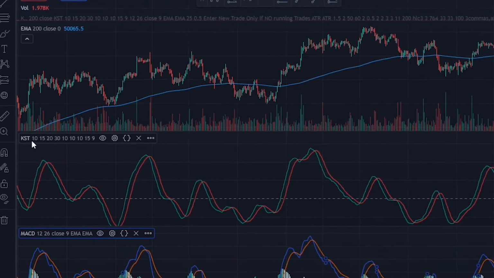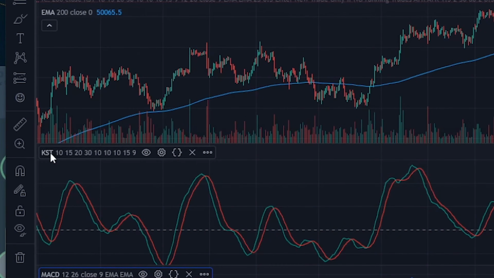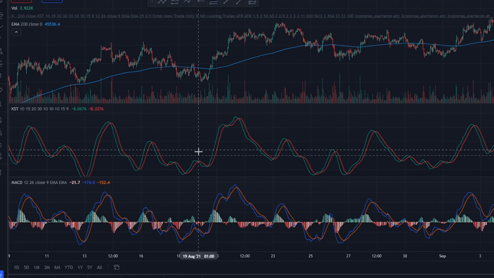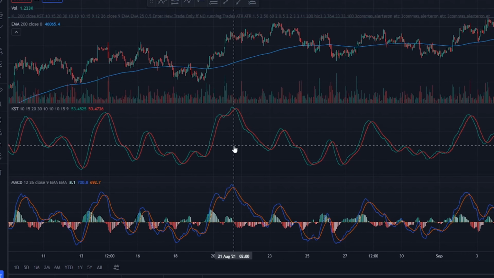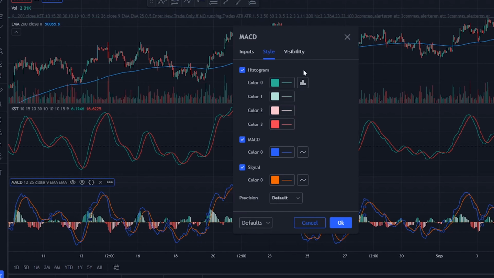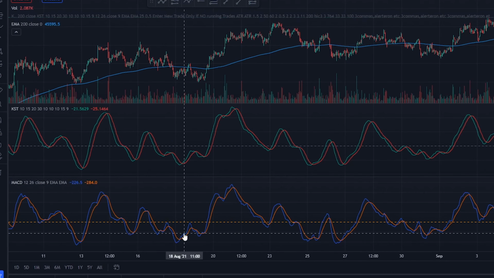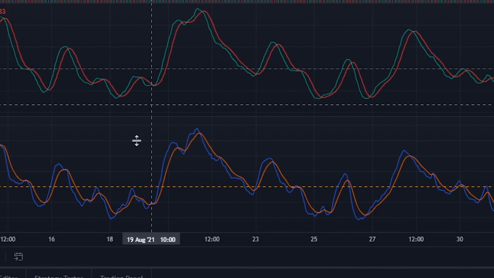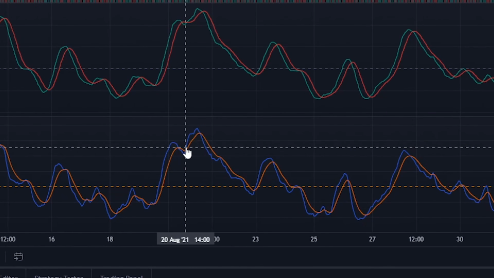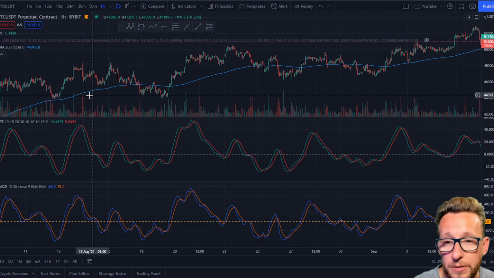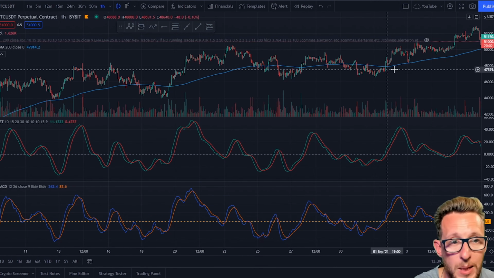The idea is we're going to be using the KST, sorry about that. We're going to be using that indicator instead of the MACD because it's potentially better than the MACD. Very much similar, as you can see. If we remove the histogram from the MACD here, we can actually see that the lines cross very much in the same places.